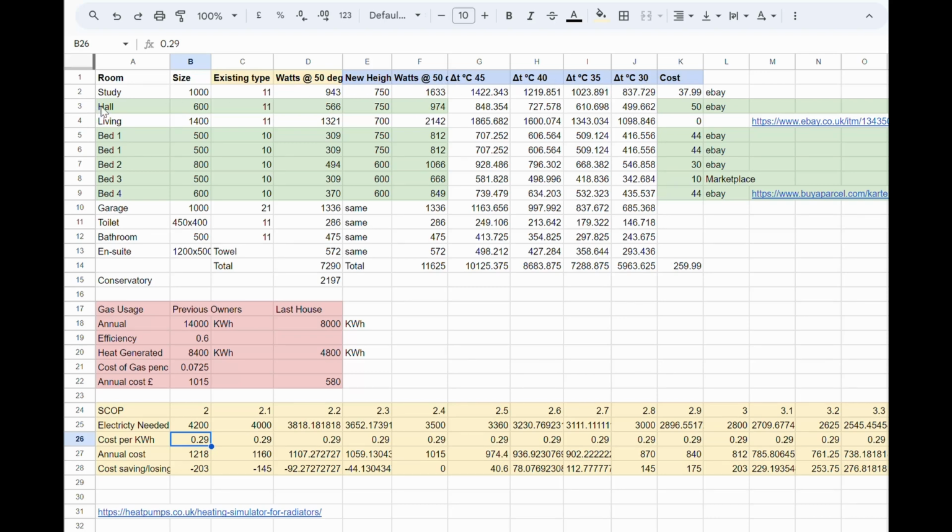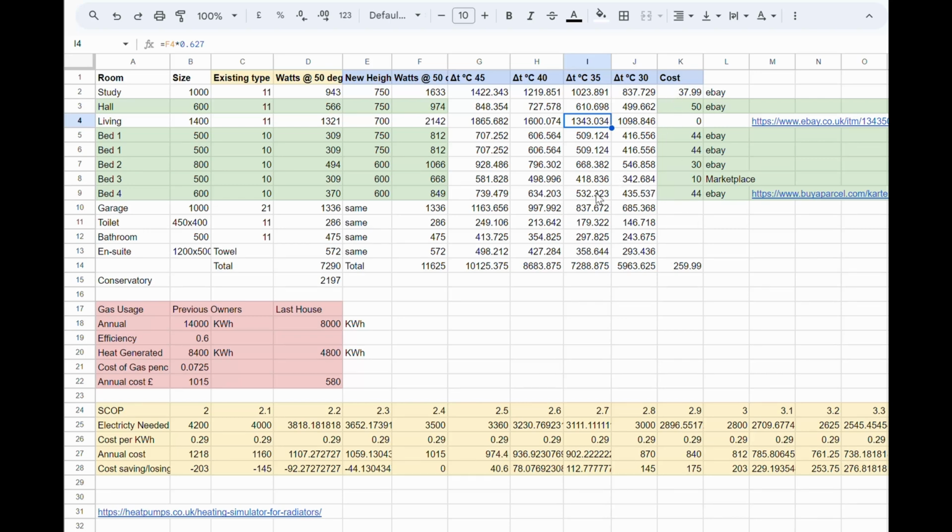temperatures along the top. So if we take, for example, the living room, it was a 1400 wide, standard 600 mil high, and it was a type 11, so that's a single panel with a single convector, and the original output would have been 1321. So I knew if I'd gone to a 700 mil high, type 21 double panel with a single convector, to get the similar output, I could run it as low as the delta T of 35 degrees. So I did a little bit of research on some of the costs as well.